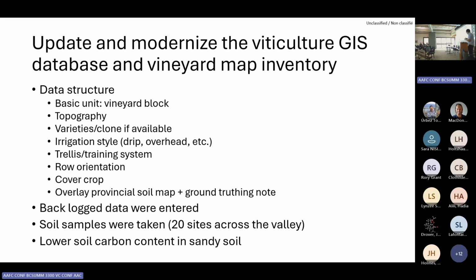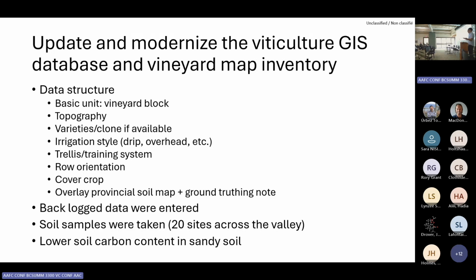So you can imagine how many vineyard blocks are in BC. That's tons of them, and we accumulated so much data, but a lot of it was not digitalized. So in the past few years, we finally entered all that backlogged data. And Brett, the other technician, also improved the data structure of the older version. Now we are in the newer version.